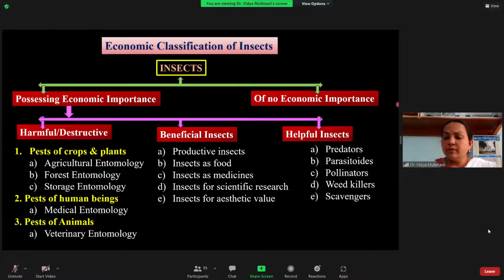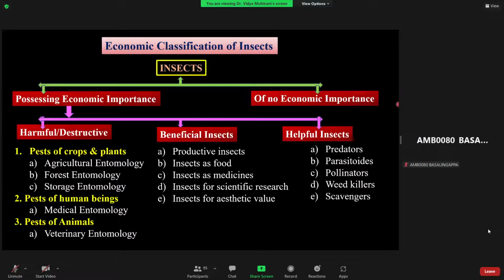Any doubts with respect to this, because you are completely shifting from the fundamentals to economic entomology. This is a completely different way of dealing with insects. Don't you have any doubts?